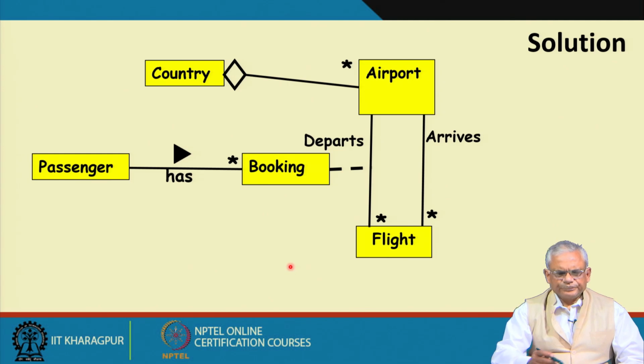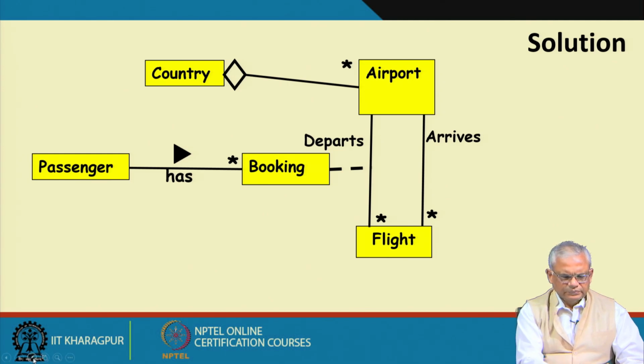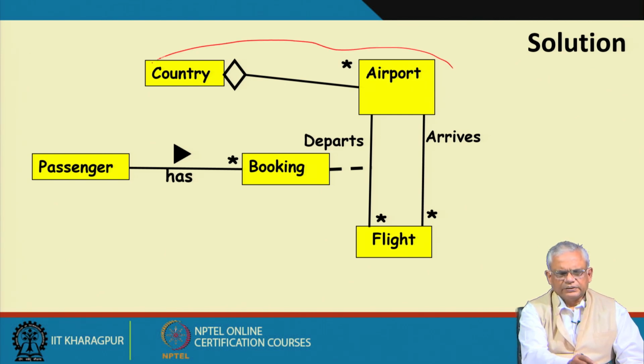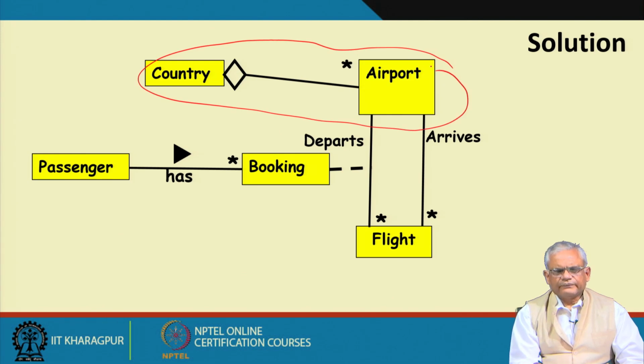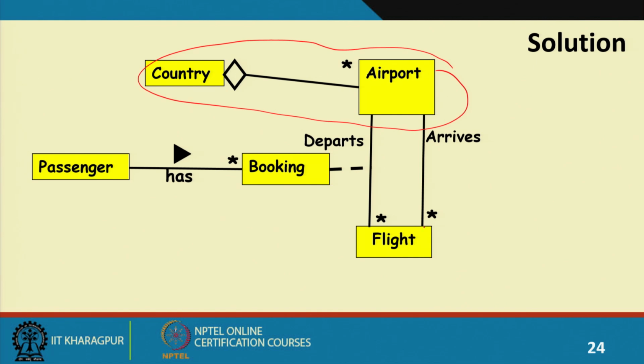So, observe here that the country has many airports. So, this is the first thing we identified, and then a flight is associated with an airport. The flight departs from the airport and the flight arrives at the airport. So, in one airport multiple flights can depart and multiple flights can arrive, and this is the notation we had discussed earlier.